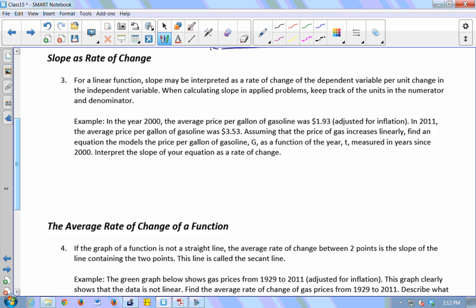So in 2000, the average price per gallon was $1.93. In 2011, the average price per gallon was $3.53. So assuming that the price increases linearly, we want to find an equation that models the price of gasoline as a function of the year t since 2000. And we want to interpret the slope. What does the slope tell us? Okay, so all that information in there, can you pull out 2 points that might be on my line?